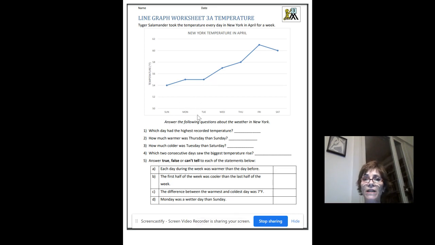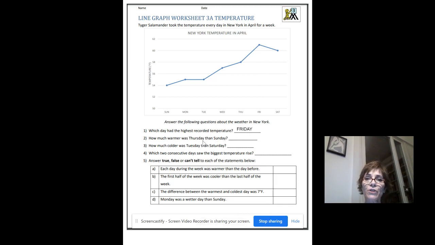Let's try to answer these questions and let's see if we can answer them, just looking at this line graph. Here it says, which day had the highest recorded temperature? So I can see that right away. Ooh, right up here. Here, this is the highest temperature, right? So which day? Let me go down and see. It was Friday.